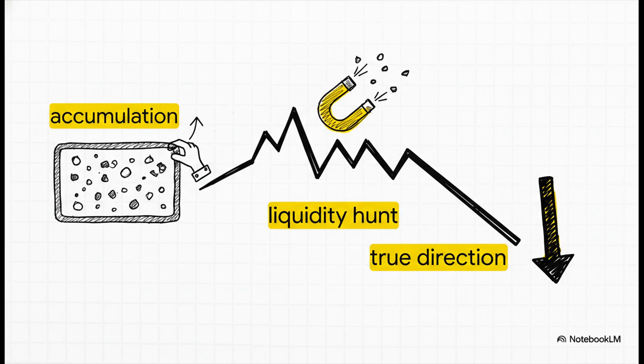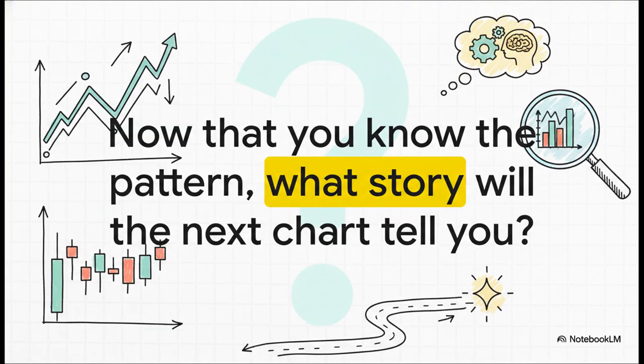You see the market in its accumulation phase, building up steam. You spot that manipulation leg for what it is, a deliberate hunt for stops and liquidity. And then you're in a position to anticipate the distribution phase, which is where the market really wanted to go all along. By understanding this pattern, you stop just reacting to price movements and you start anticipating the market's next chapter. So I'll leave you with this question. With this new perspective, the next time you pull up a chart, what story is it going to tell you?